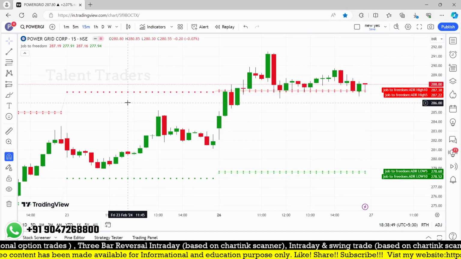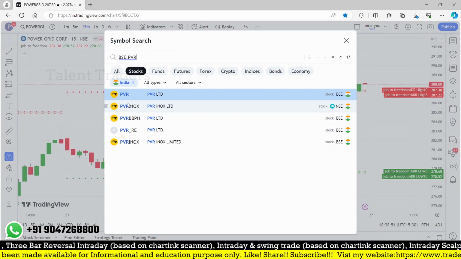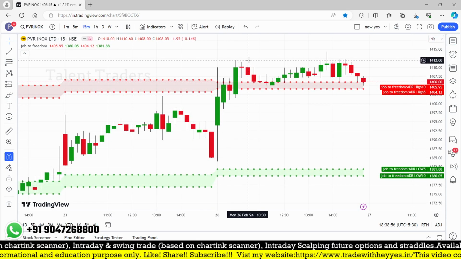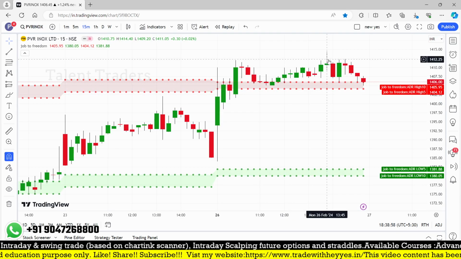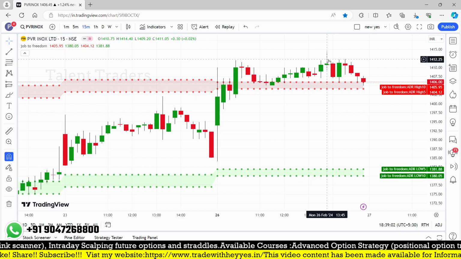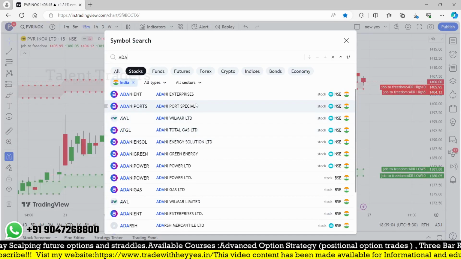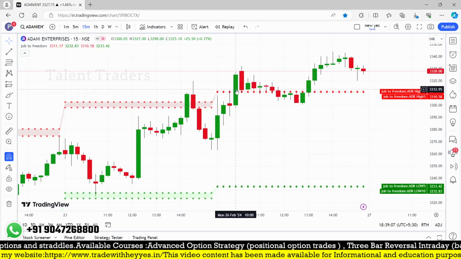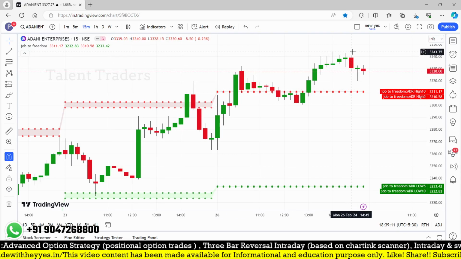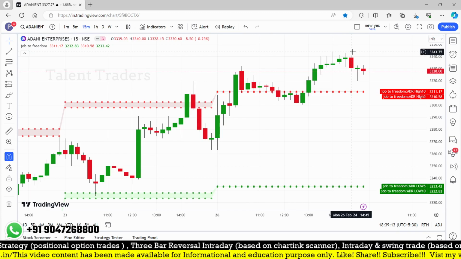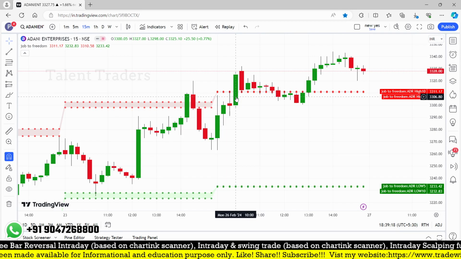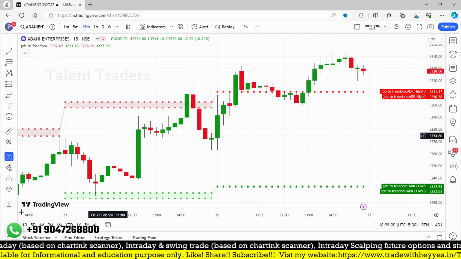Then PVR INX and Adani Enterprise. It's about the fourth candle. That high is not broken, but the high got triggered only around 2 o'clock. It is not a good time for an intraday, so we are simply ignoring that. So Adani Enterprise, what was happening? Here is the fourth candle, and that high is broken and the low is not broken, and finally it reaches some high. But it is a higher value stock, so that's why the candle is showing big. But percentage-wise, it's just 0.7 percent only.